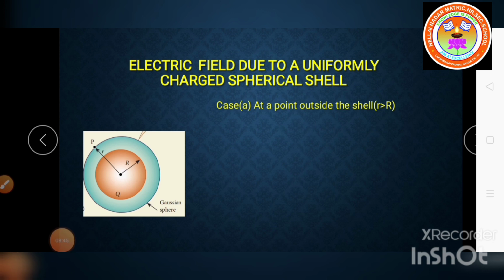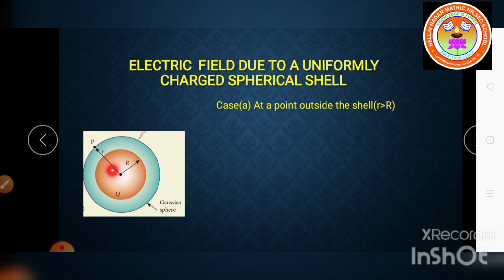Next come to the fourth application, electric field due to a uniformly charged spherical shell. Here listen children, we are going to take one uniformly charged spherical shell of radius R, carrying the charge Q. Now, we are going to calculate the electric field at the point P outside and inside the sphere.